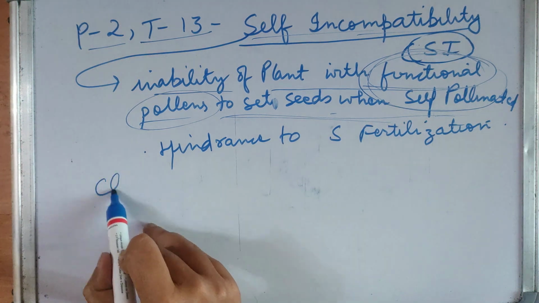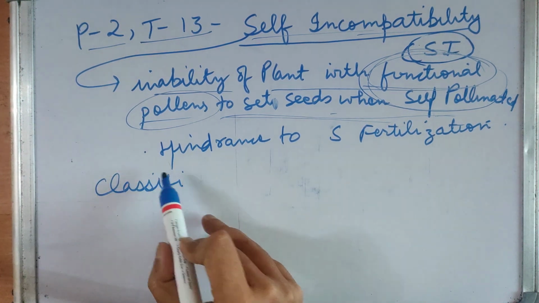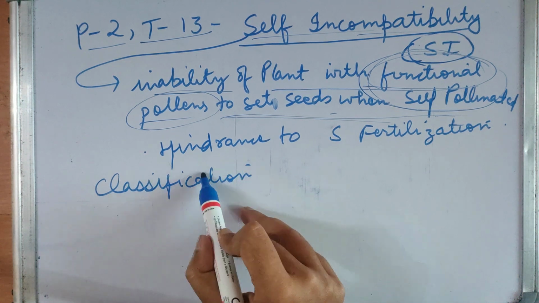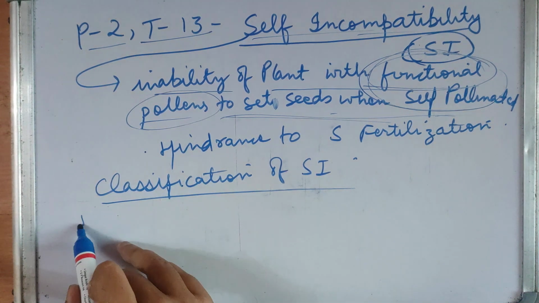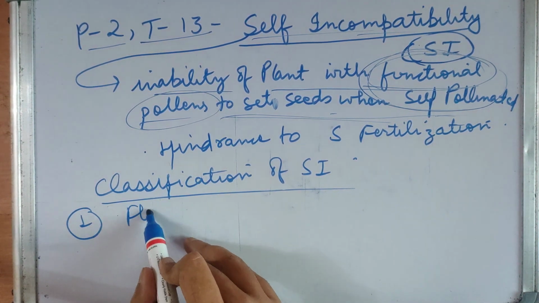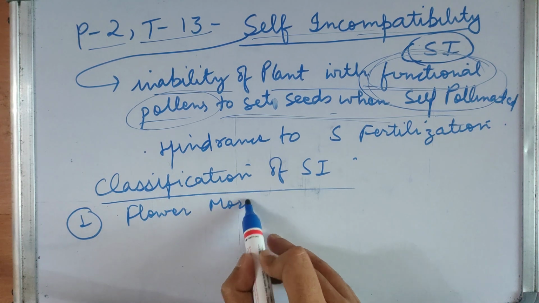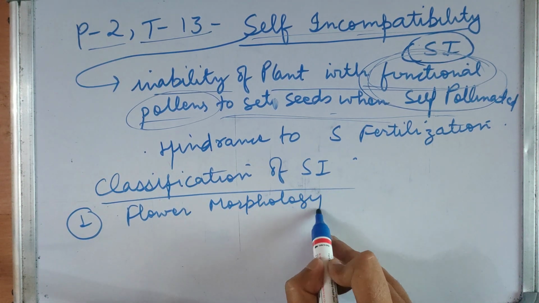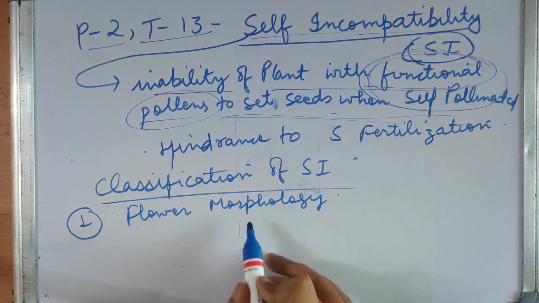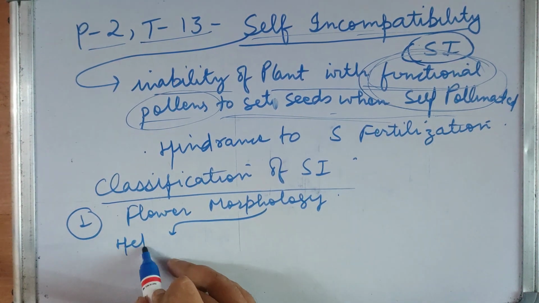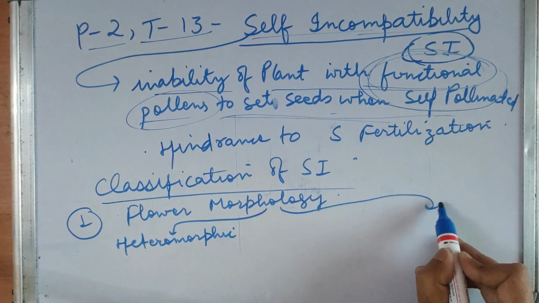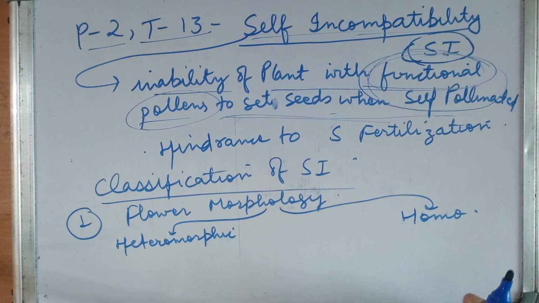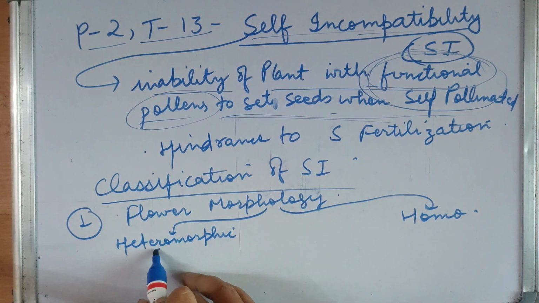Now we will see the classification of self-incompatibility. Classification of SI. So the first one is based on flower morphology. It is of two types: heteromorphic and homomorphic. In heteromorphic, we will see it is of two types: distyly and tristyly.